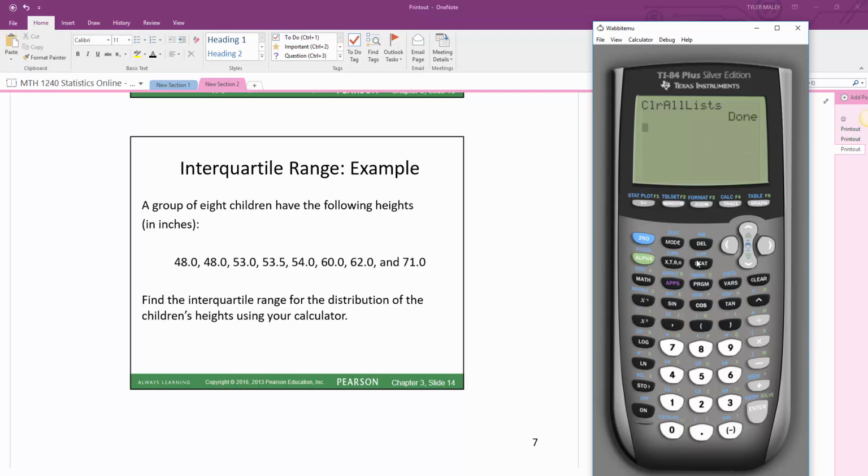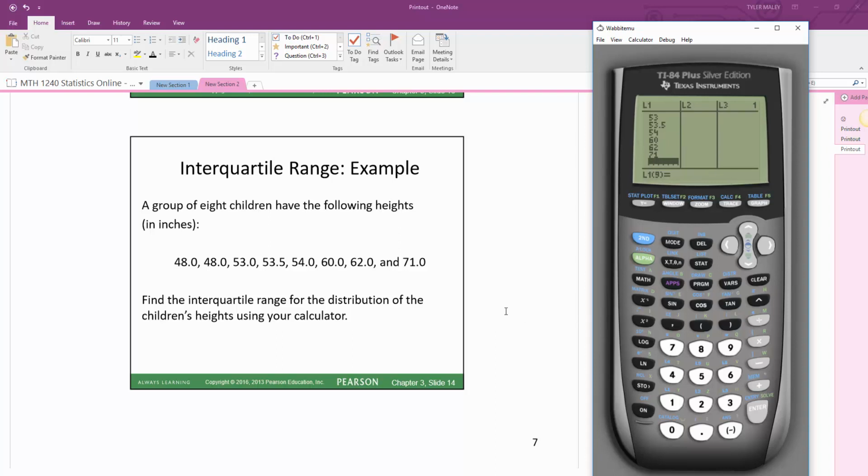So now I can go to the stat menu, right, which is here. Then I want to go into edit, and I need to enter my data in first before I do anything, right? So we have 48, 48. And notice I'm just entering 48 instead of 48.0, right? That means the same thing, so we don't have to put the .0 if you don't want to. 53.5, and then we have 54, 60, 62, and 71. Right? So I think I have all those entered in, right?